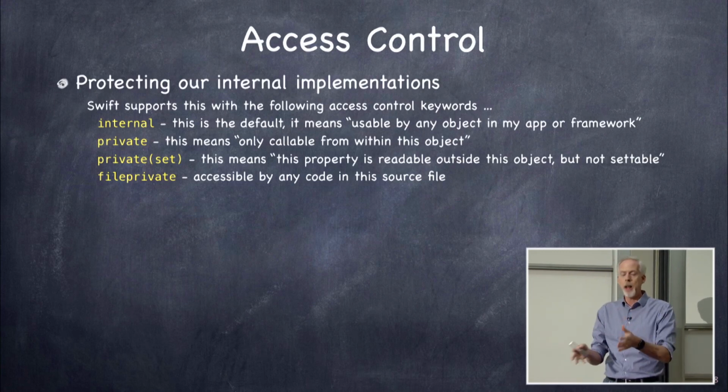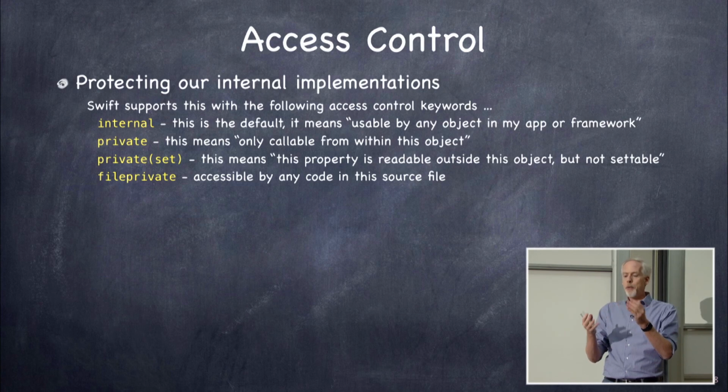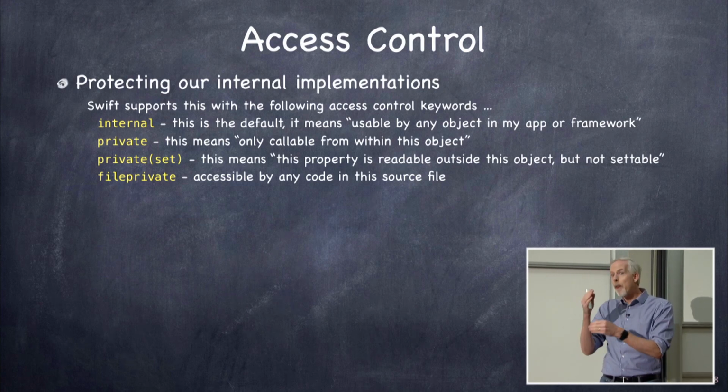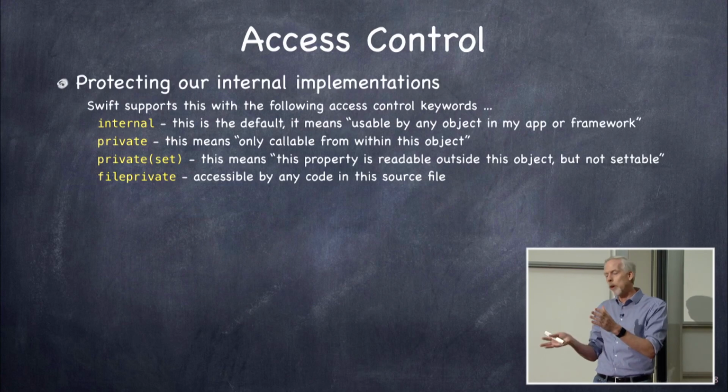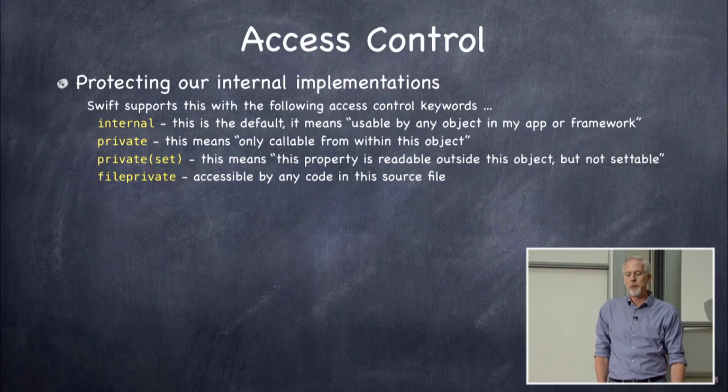It doesn't have to just be one class, which is what we've done so far. And file private means anything in that file can access each other, all right? So classes, 4 classes in there, they can all access each other's methods. Okay, that's what file private means.